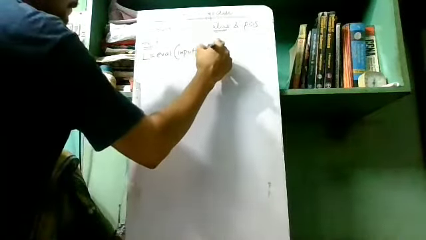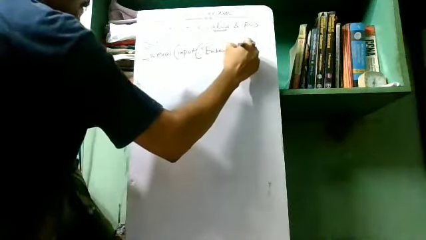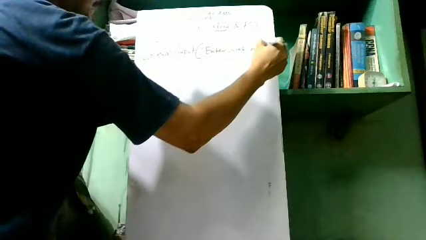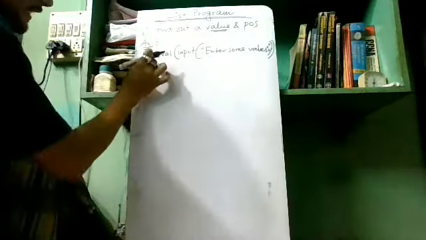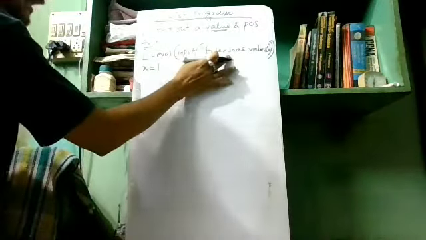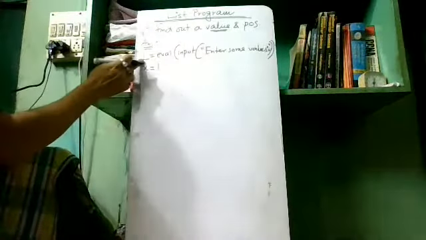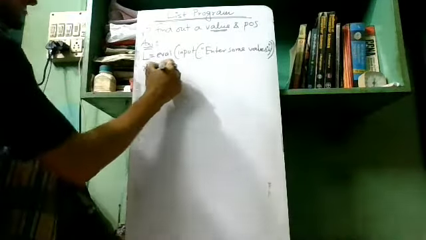First of all, we are taking a list from user. We are telling enter some values. So user is giving some values. The values the user is giving are being taken by list L. We are taking the length of the list in X.